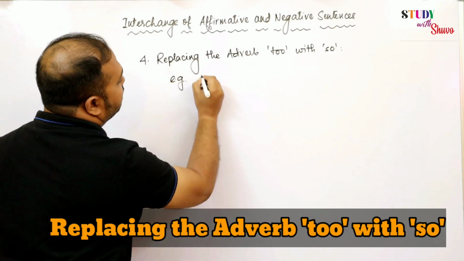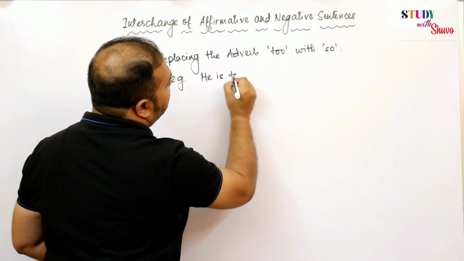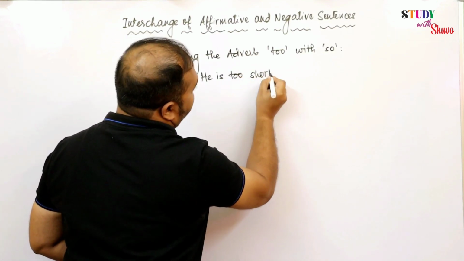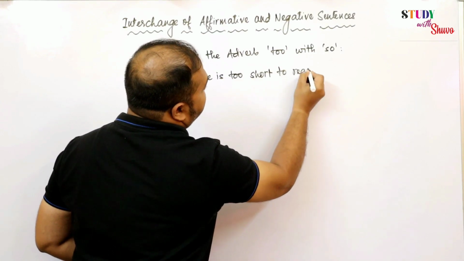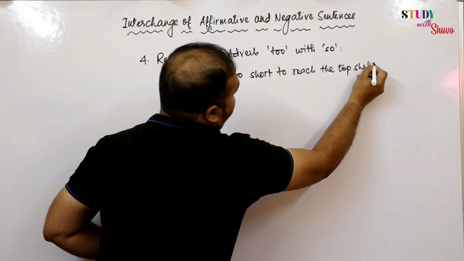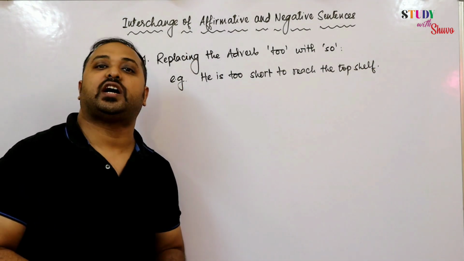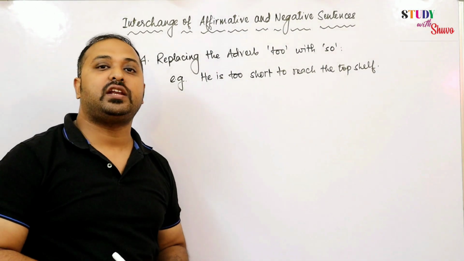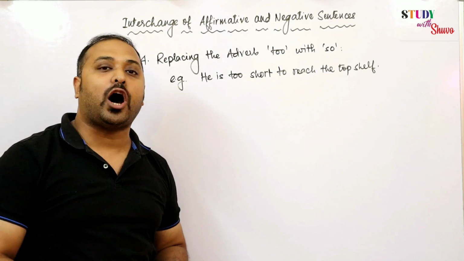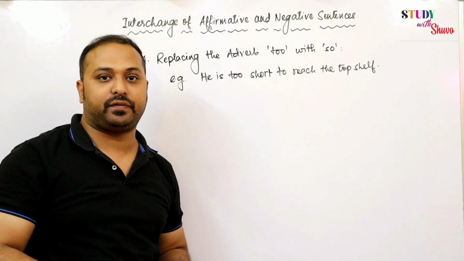For example, he is too short to reach the top shelf. So this sentence basically means that a person has got such a short height that a person has failed to reach, or a person will fail to reach the top shelf. A person's hands would not reach out to the top shelf.